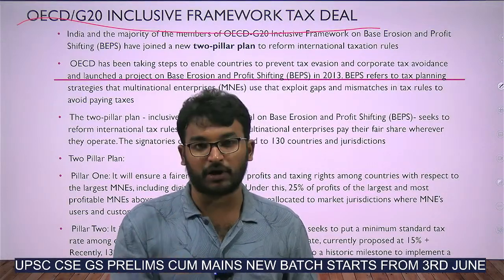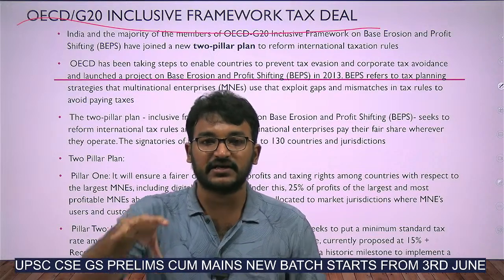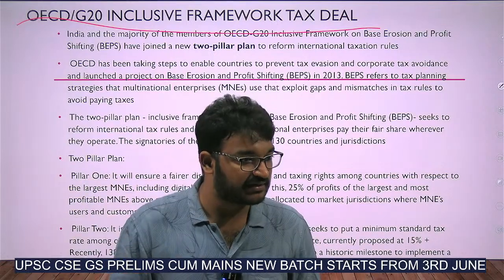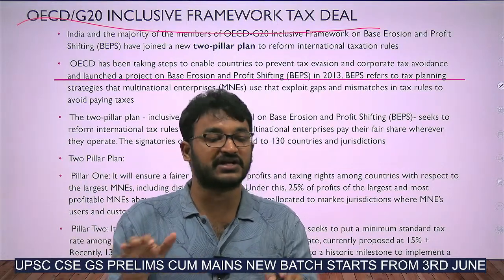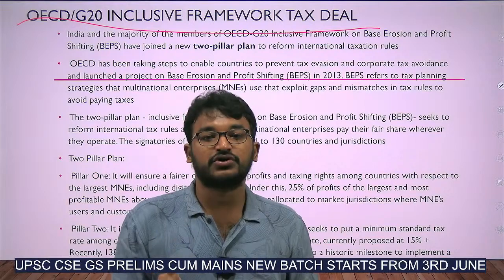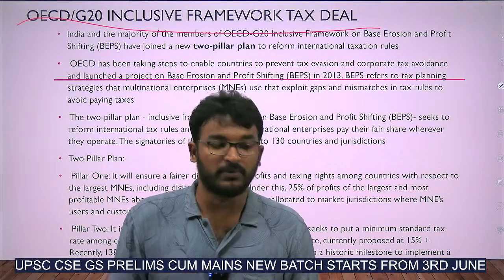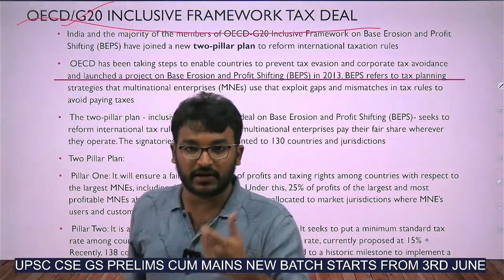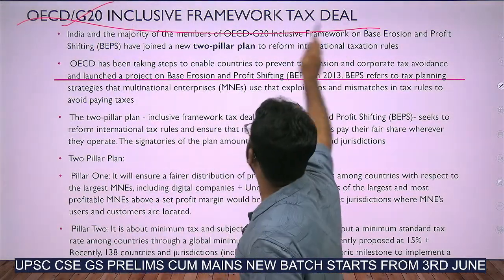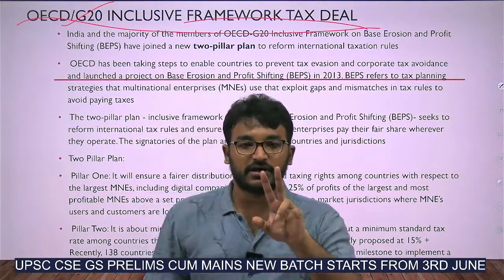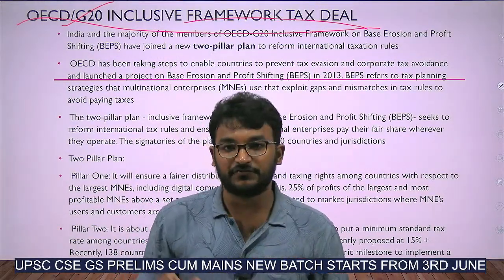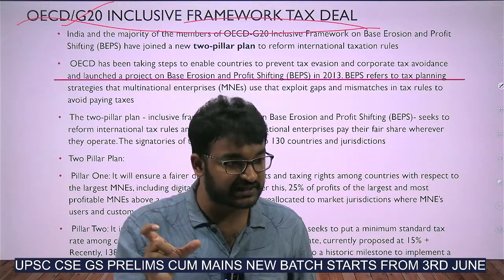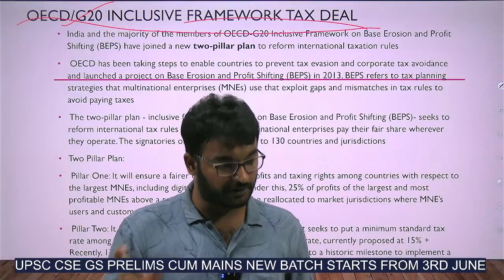It is creating problems because, see, Google has a lot of market in India, but it is not paying tax in India at all. This is called base erosion. So to solve this problem, all the countries in the OECD G20 framework signed an agreement called the Inclusive Framework for Tax Deal. In this, 2 pillars have been created. If a question is asked, the 2-pillar plan is related to which thing? It is related to base erosion and profit shifting.